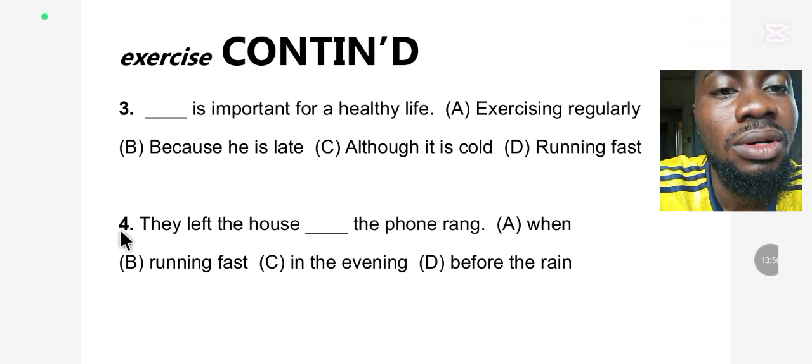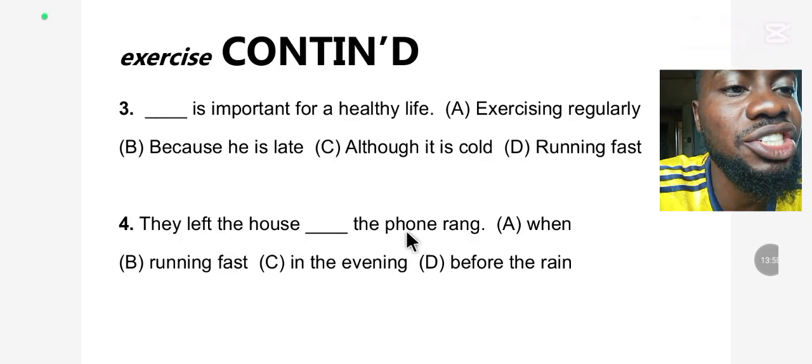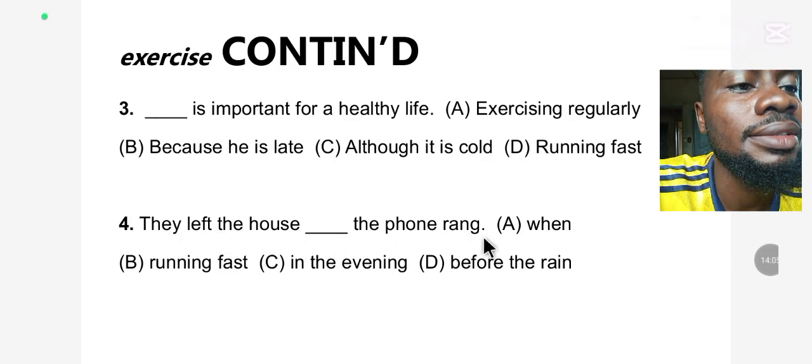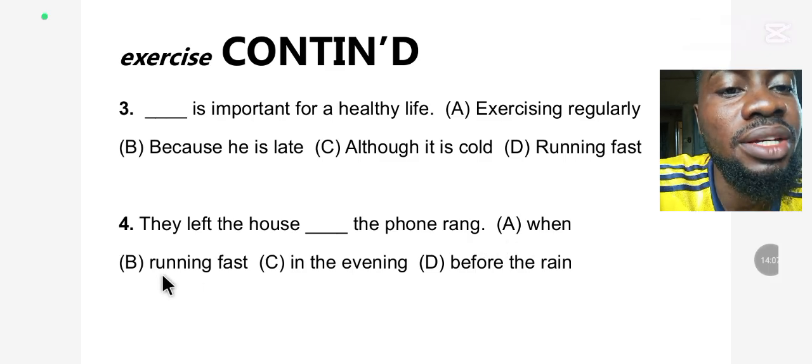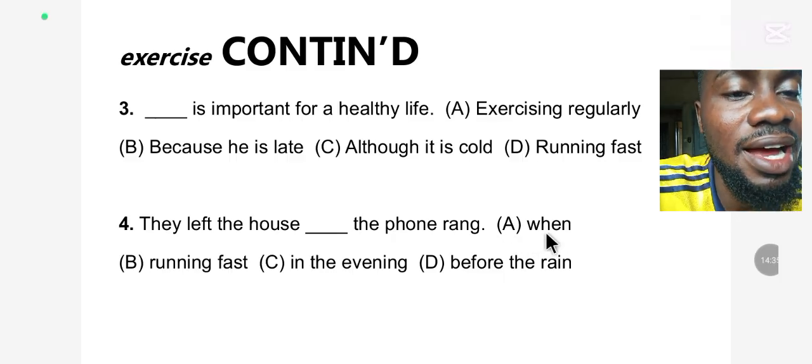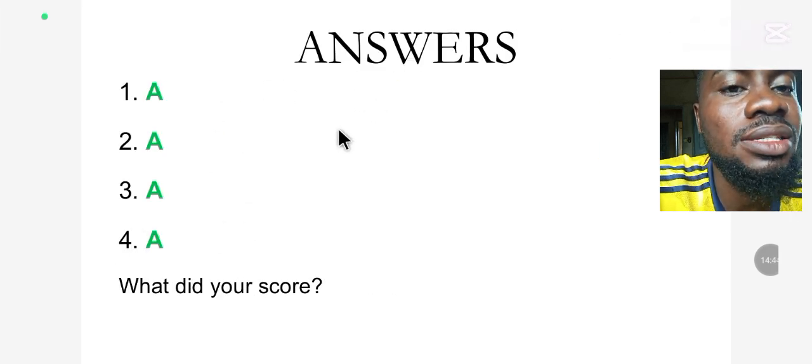Number 4, they left the house dash the phone rang. A, when. B, running fast. C, in the evening. D, before the rain. What's your answer? You answered right. A, when, is the answer. They left the house when the phone rang. These are the answers. What did you score?